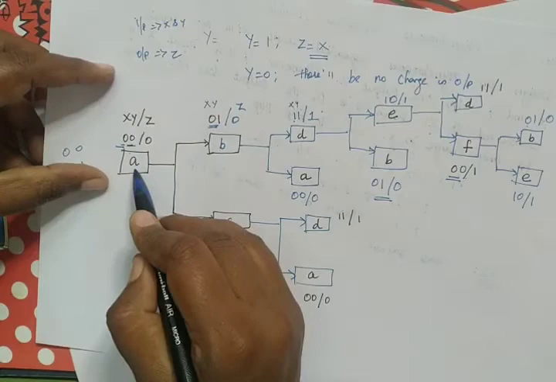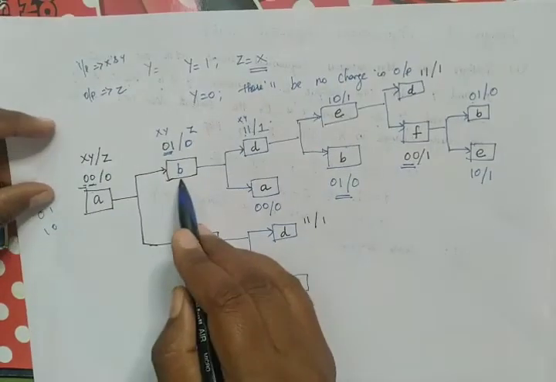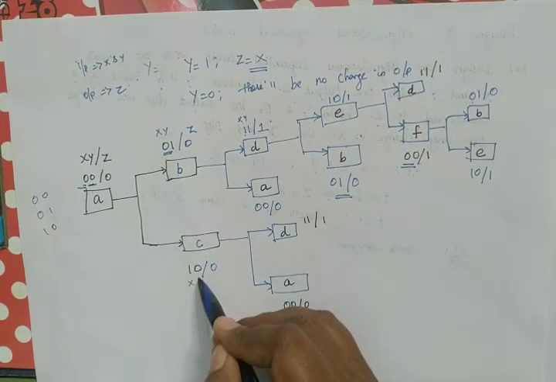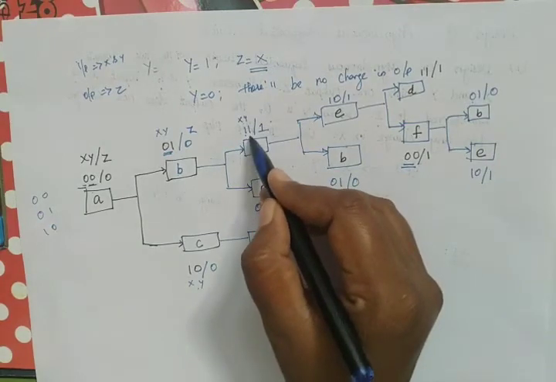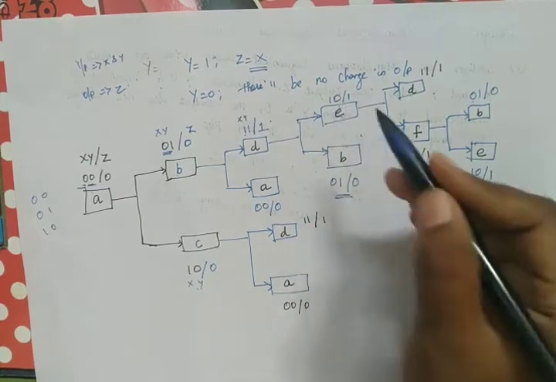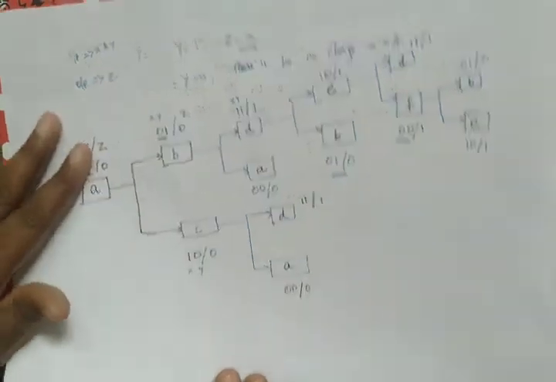That's it. Then the next one, see here, A will remain in the same state when it is 0 0. B will remain in the same state when it is 0 1. Likewise, C will remain in the same state when it is 1 0, and D will remain in the same state when it is 1 1. E will remain in the same state when it is 1 0. Then F will remain in the same state when it is 0 0. So we have to draw that.